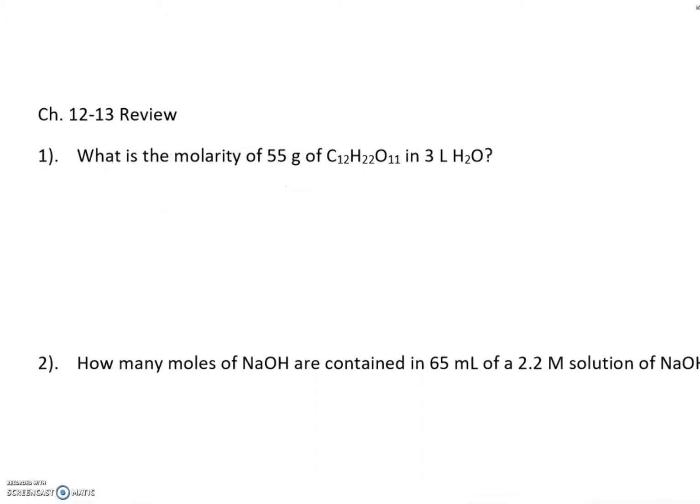What is the molarity of 55 grams of C12H22O11 in 3 liters? And you should recognize this as your old friend table sugar. It has a molar mass of 342 grams. 12 carbons, they're each 12, that's 144. 22 hydrogens, they're each 1. And 11 oxygens, they're each 16, that's 176. Plus 144 plus 22 is 342.